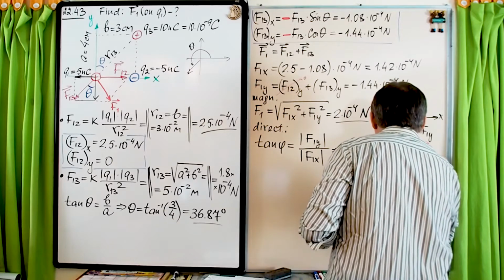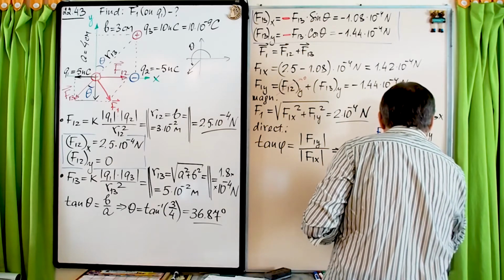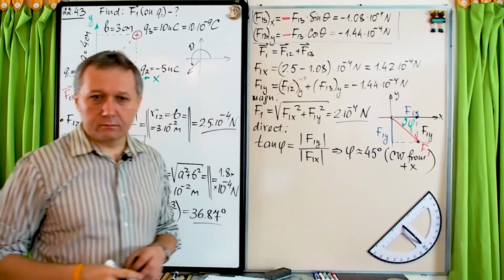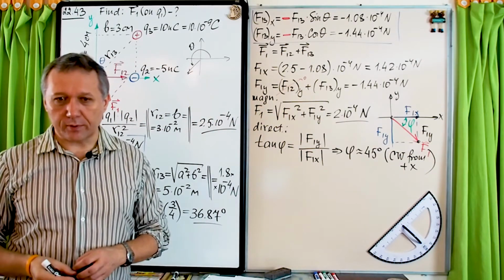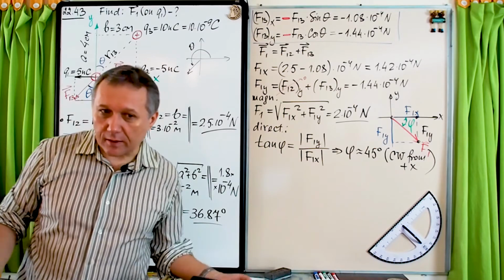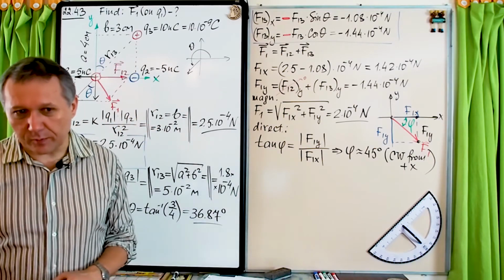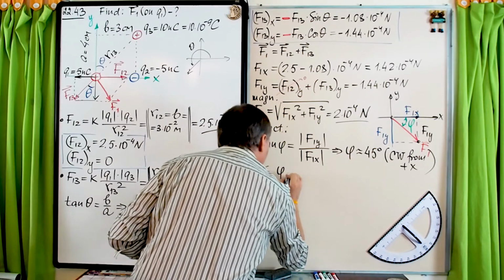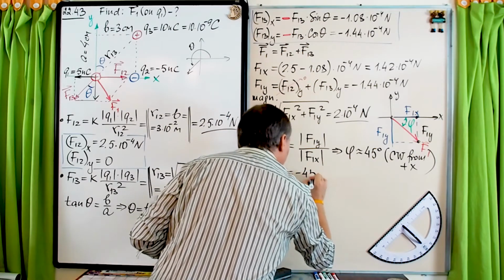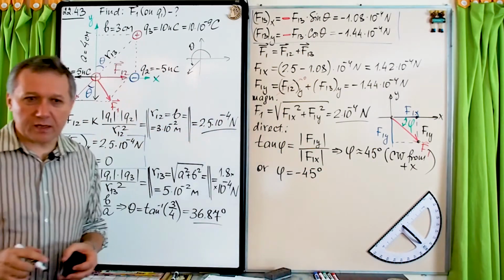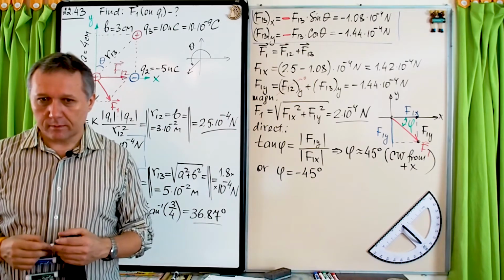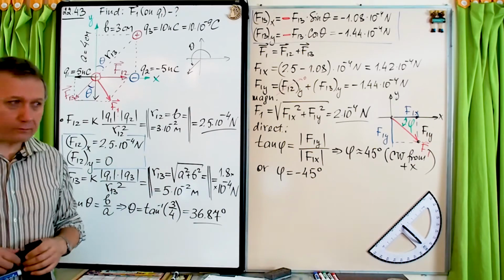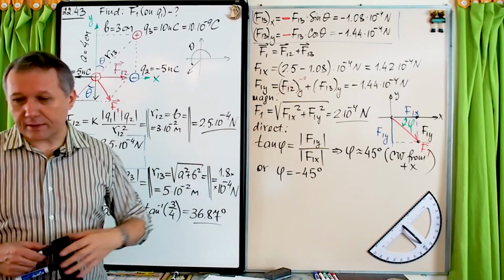So I will add CW from plus x. Counterclockwise direction from plus x direction. Or we can write minus 45 degrees. Yeah, that will be clearer. I will write phi equals minus 45 degrees. In this case, we don't have to add anything else. Or we can write below plus x-axis.